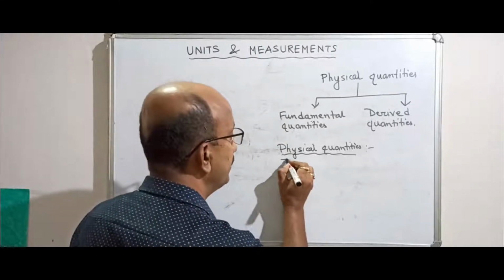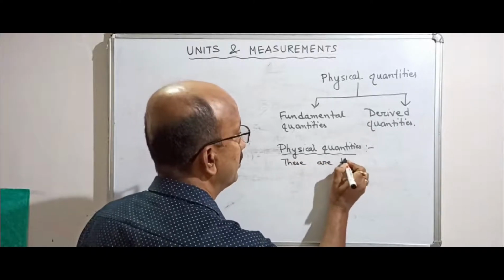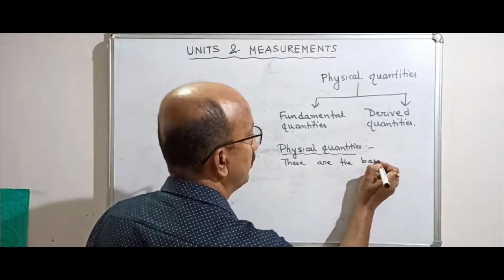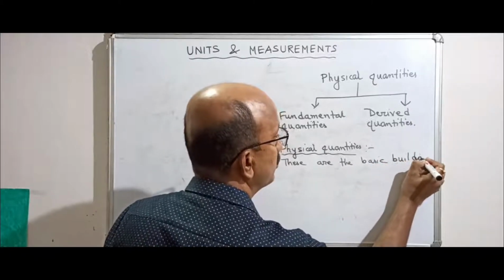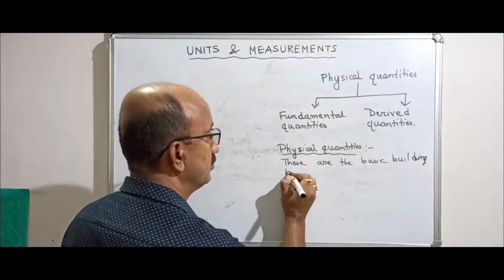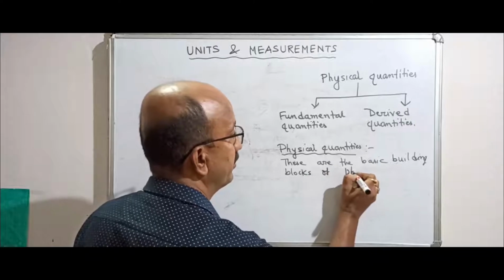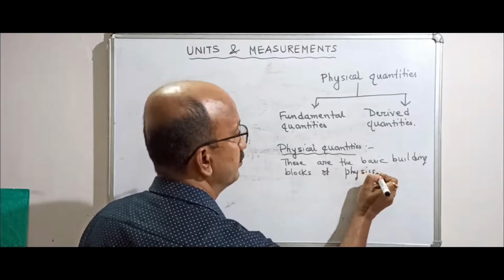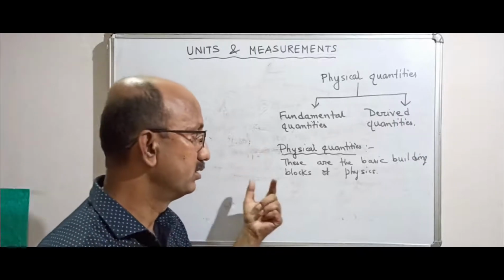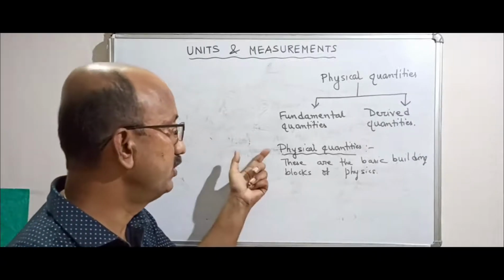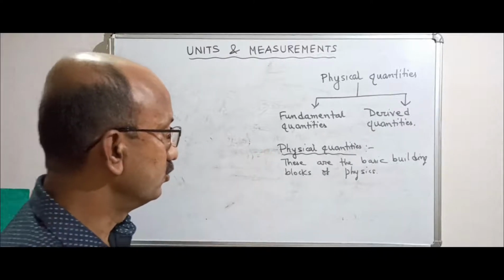Actually, these are the basic building blocks of physics. All physical quantities actually govern the study of physics. If you don't know these physical quantities, you won't be able to study physics. Now what are those? Examples.